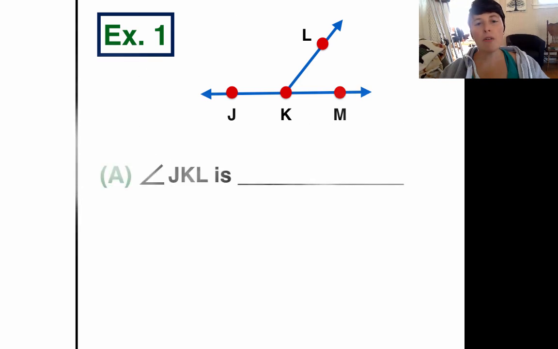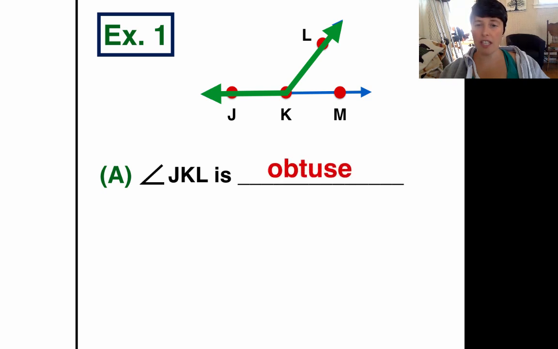Here's part A. I want to study the angle JKL, and I want to name it. Now think about JKL. Look at the screen when I do this. I'm actually going to connect the dots in the order I'm saying the letters. JKL. There's that angle. What does it look like? Does it look acute? Does it look obtuse? Does it look like a right angle? To me, it looks obtuse. It looks big and over 90 degrees. So it looks like an obtuse angle to me.